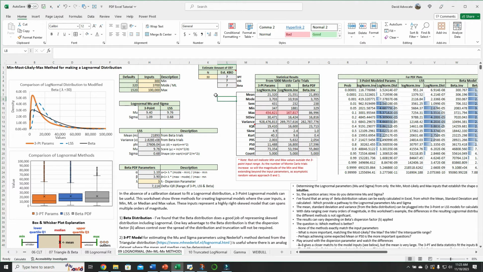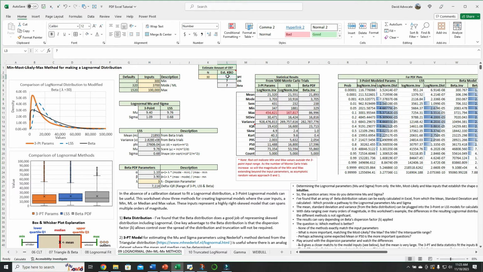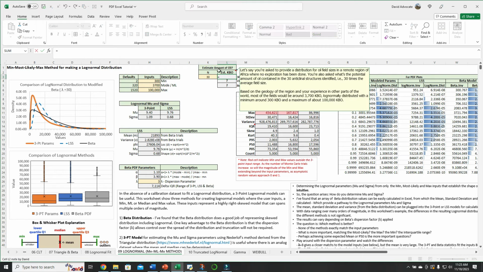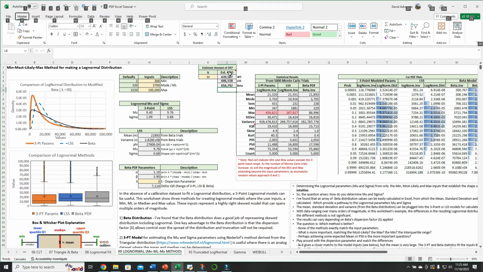Let's take a moment and calculate the estimated amount of oil that we'll find. So we'll put in a calculation here, which would be the number of fields times the mean value for the 3-point. And we'll do it for the other two. And as we can see, the difference between the estimated amounts of oil are somewhere around 640 to 650,000 barrels of oil. So, which isn't really a big difference.